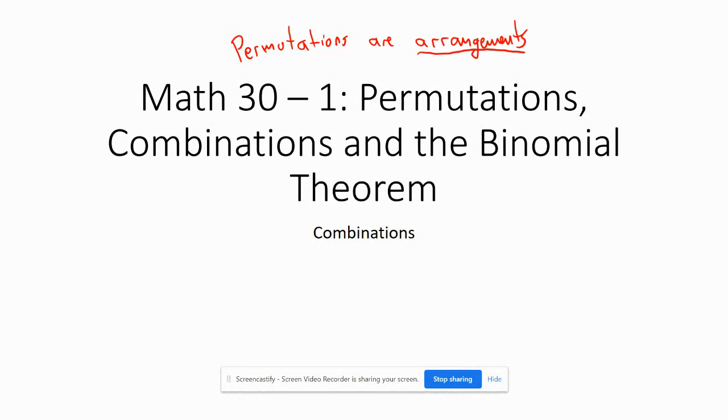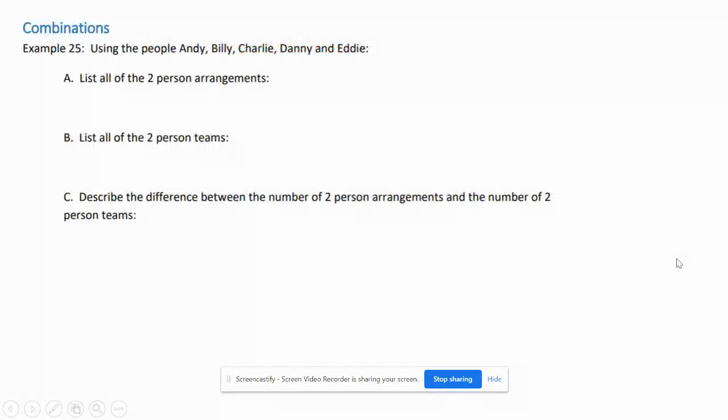Now, the topic we're talking about today is similar. We're talking about the total number of outcomes over here, but the word combinations means the same thing as groups. So combinations are groups and permutations are arrangements. I'll show you what we mean by that.